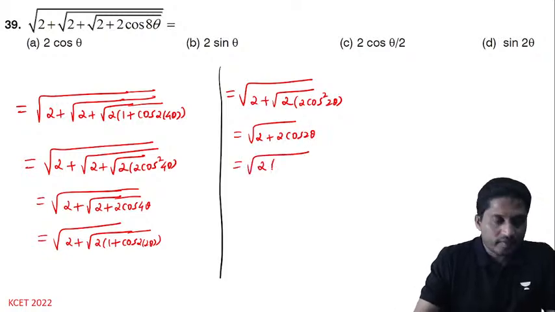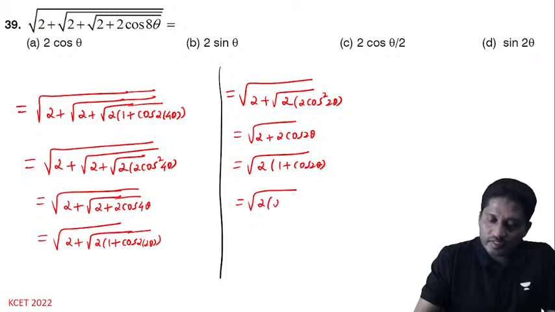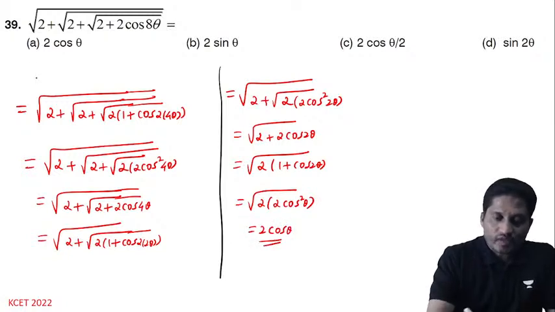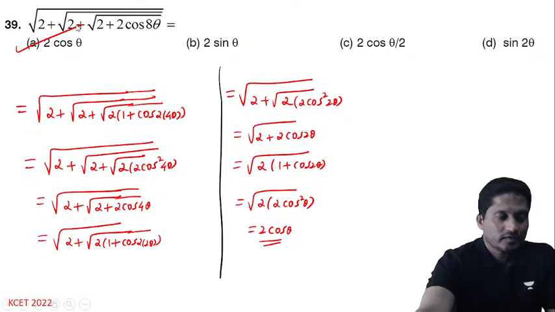Again, if I take 2 common, you will get 1 plus cos 2 theta. Whole root of 2, 1 plus cos 2 theta is 2 cos square theta. Isn't it, guys? So this is equal to 2 into cos 2 theta, 2 into cos theta. Answer is option A. Right?